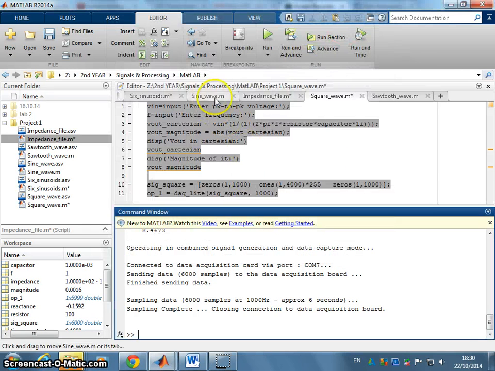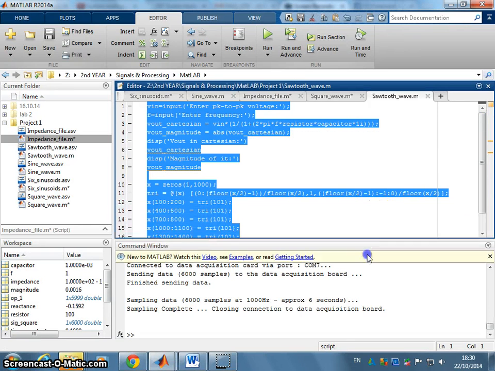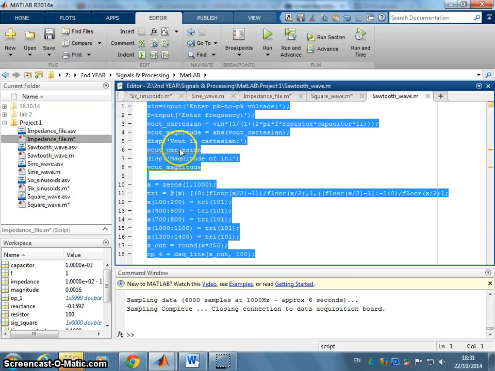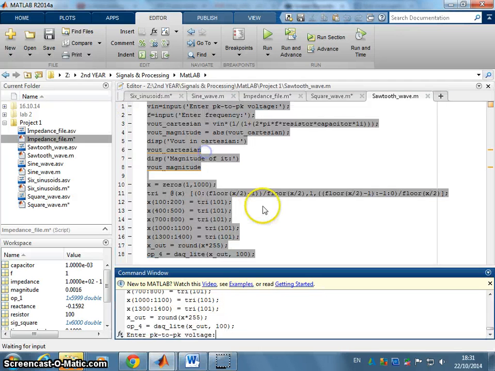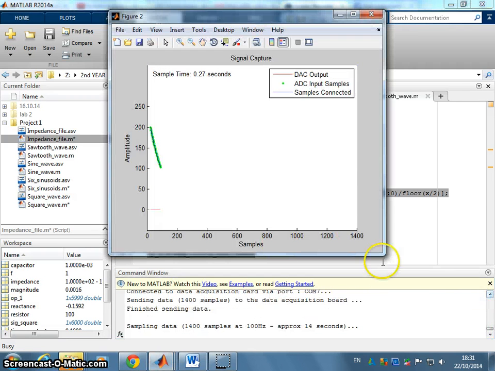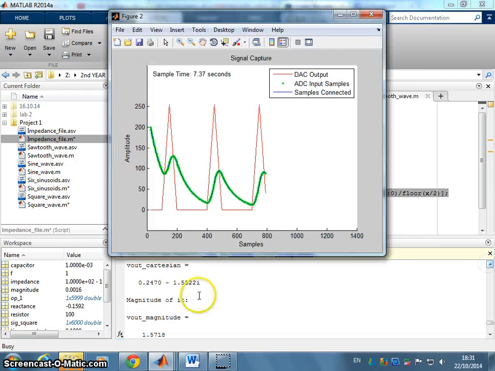And I'm just going to quickly jump into the sawtooth wave. This is just another example of a signal being used. This is this piece of code here. I'm evaluating selection. Again, peak to peak voltage, let it be 10. Frequency of 10 Hertz. Yet again, we get the value of voltage out in Cartesian form, and the magnitude of it in the command window.